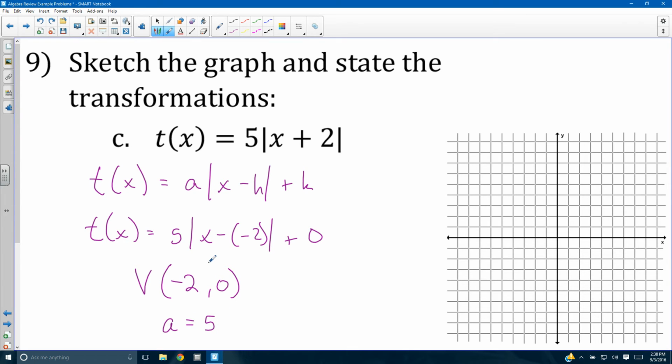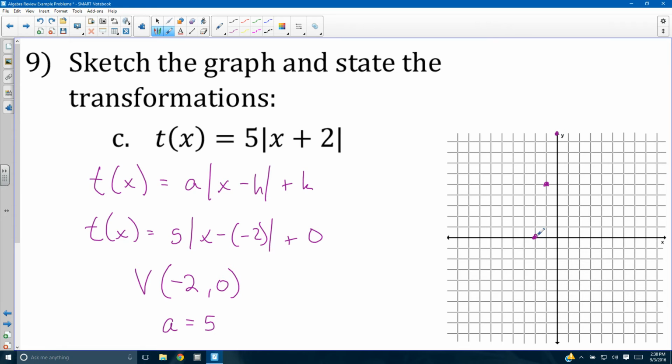Now, absolute value acts a lot like slope, just depends on what side of the vertex you're on, because it's constant, but it changes sign. So 2 to the left, 0. Instead of going up 1 over 1, we're going to go up 5 over 1. This stretch factor is like a slope. Up 1, 2, 3, 4, 5 over 1.